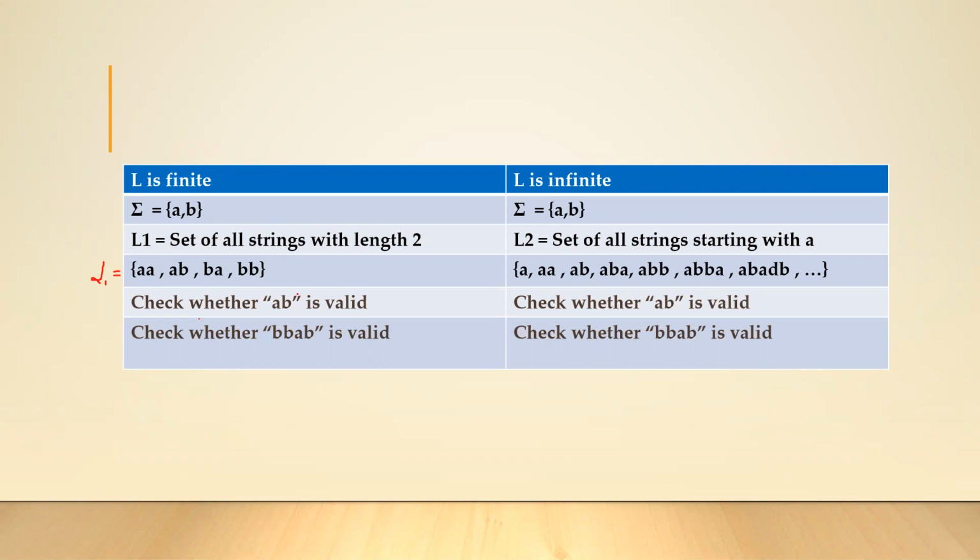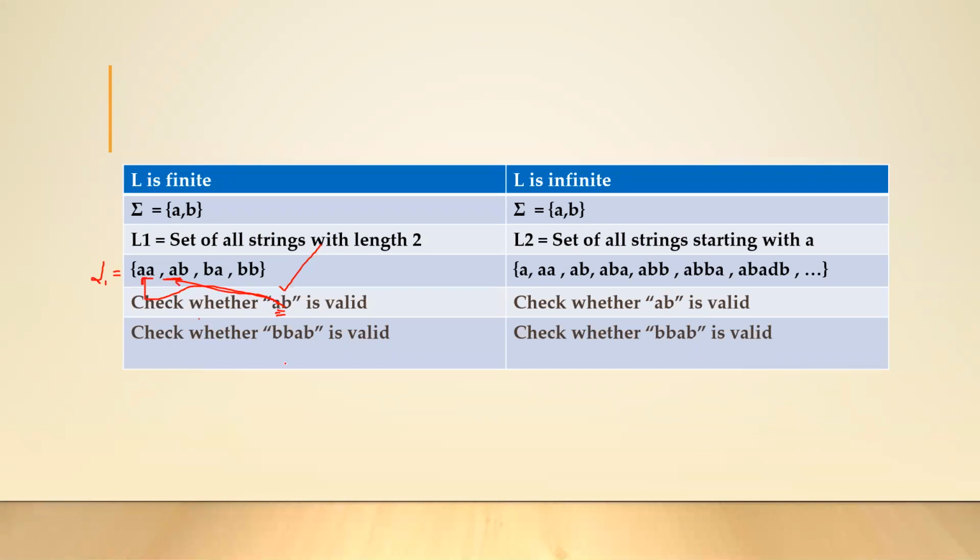Now, how do you check whether AB is valid? Look here, you have AB, isn't it? You check whether AB is present. You start from the beginning and check whether AB is present. I check my first string: no, it doesn't match. Then I check my second string: yes, AB. I do have a match, which means AB is a valid string.